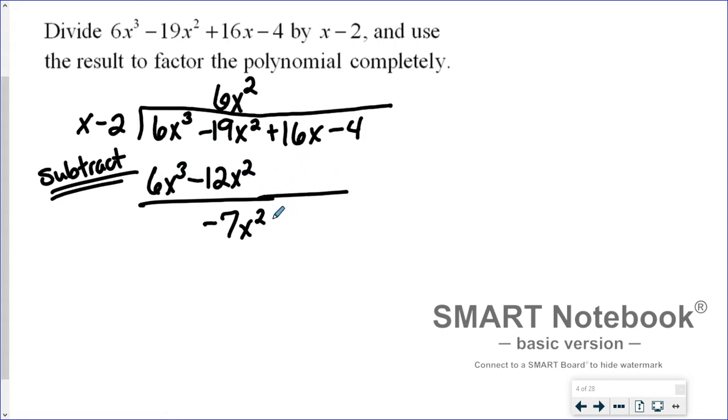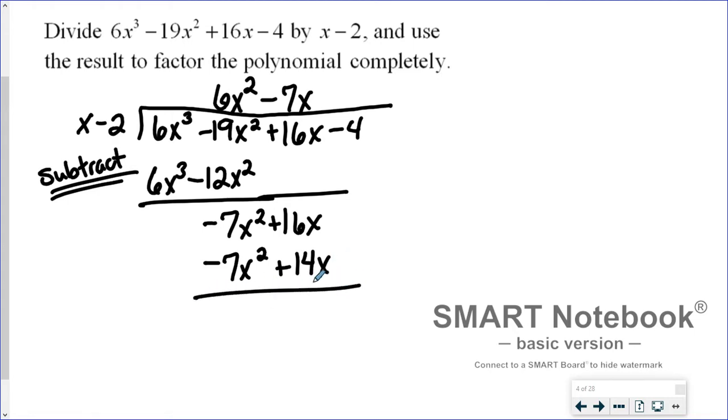Then we bring down our next term, and we do the exact same thing over again. What do I need to multiply this by to get this? Well, that would be negative 7x. Again, I take what I just wrote up here, my negative 7x, and I distribute it by my entire divisor. So I'm going to get negative 7x squared plus 14x. Again, I am subtracting. This minus this cancels out. 16x minus 14x is 2x.